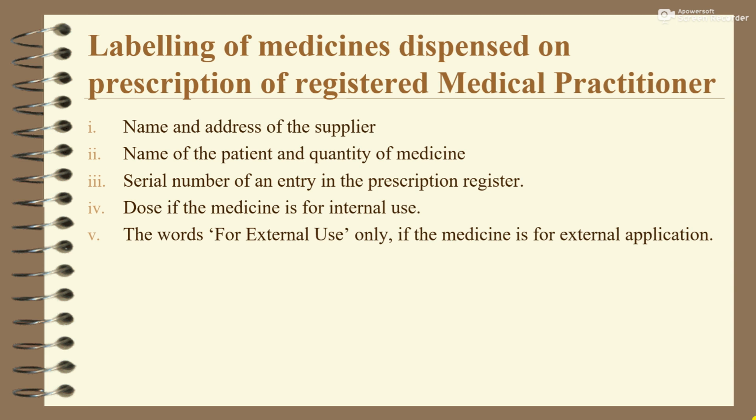Then the labeling of the medicines dispensed on the prescription of the registered medical practitioners only. In that case, the label should contain the name and address of the supplier, name of the patient and the quantity of the medicine, serial number of an entry in the prescription register, then dose if the medicine is for internal use, and the words "for external use only" if the medicine is for external application. So these are the specifications over the label for the medicines which are dispensed only on the prescription of the registered medical practitioner.